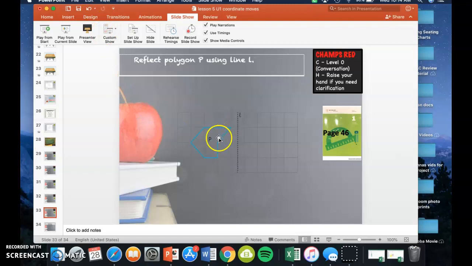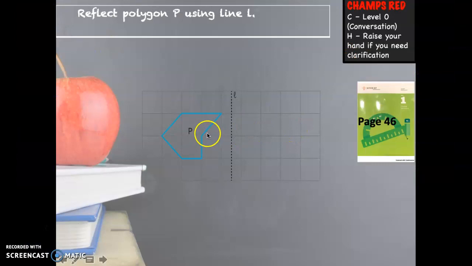And for this one right here, all you're doing is reflecting. One thing that you can do is just count the spaces. This point is right here, so I'm going to mark a little point right here. And then I count 1, 2, 1, 2. If you're using patty paper, it's real easy. So I'm just going to keep matching up, and I will draw the reflection.